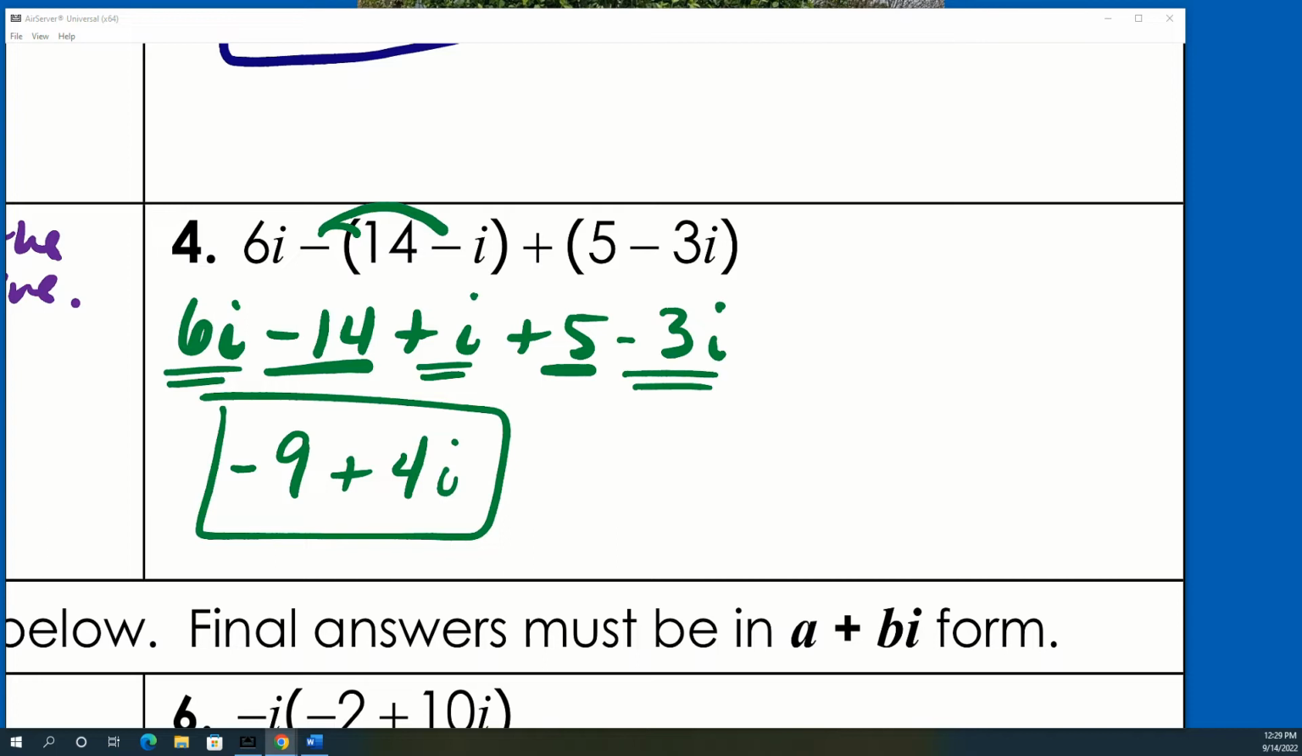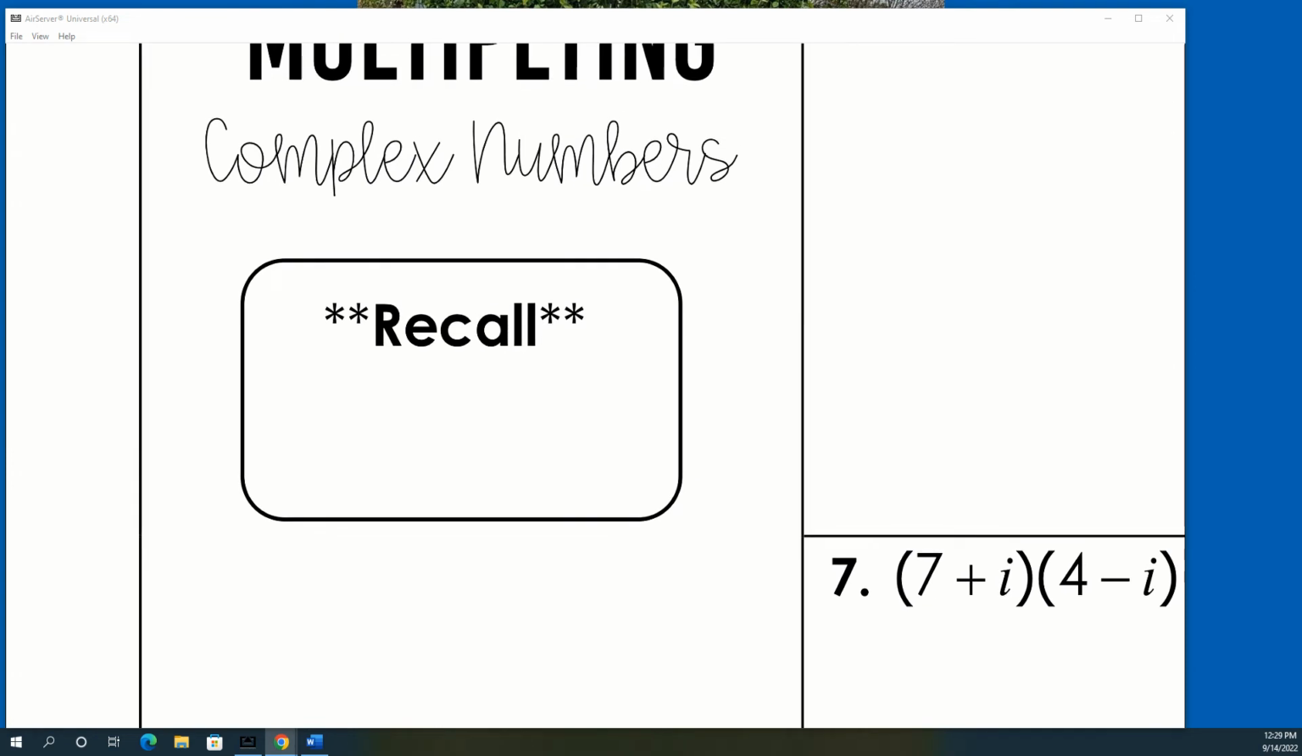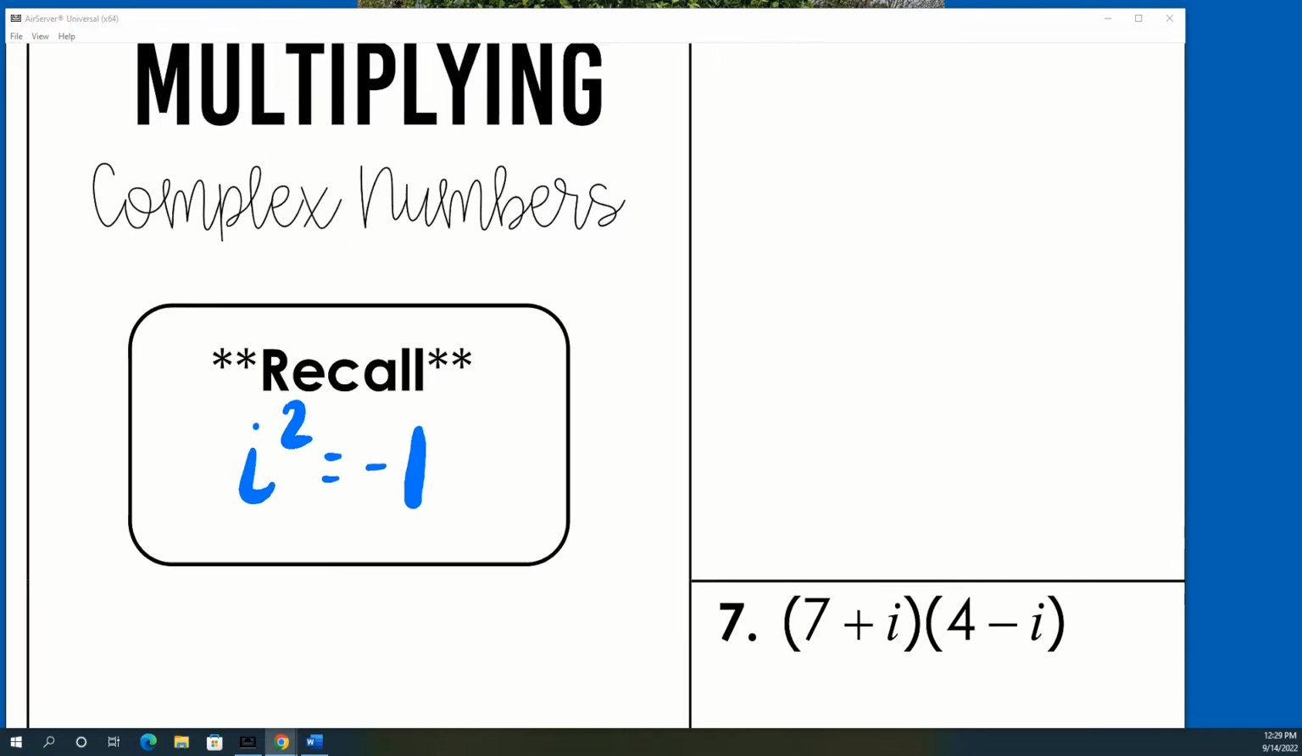When you're multiplying, though, it's a little more complicated. Do you guys remember what i squared equals from yesterday? Negative 1. So when you're multiplying, most of the time you're going to get an i squared. And so anytime we have i squared, we're going to change it to negative 1.